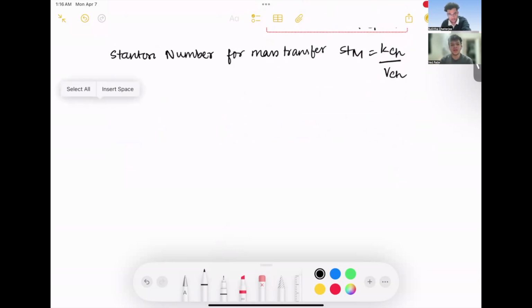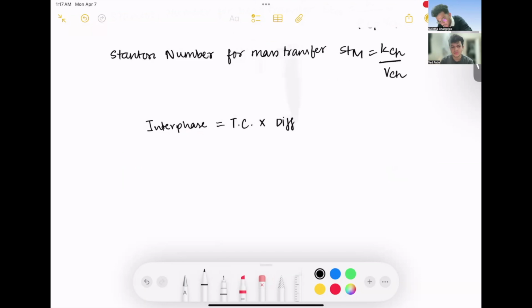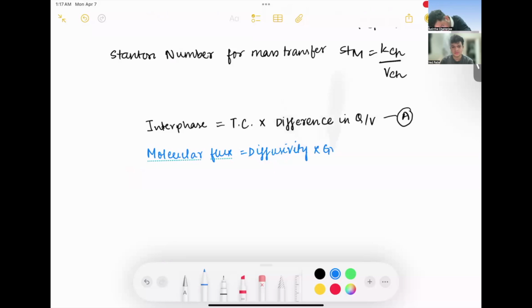Now again writing the three equations, interface flux equals transfer coefficient multiplied by difference in quantity by volume, and marking it as equation A. Now writing the molecular flux form equation, which equals diffusivity multiplied by gradient of quantity divided by volume, and marking it as equation B. And our equation C is gradient of quantity divided by volume equals difference in quantity divided by volume divided by characteristic length.